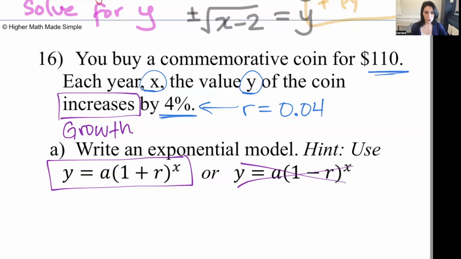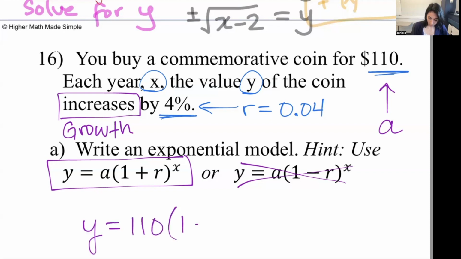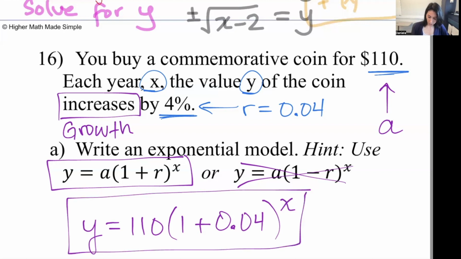So all you have to do is just write a model. A is going to be the initial amount, which is 110, right? So I'm going to write 110 times 1 plus R, which is the rate, but be careful moving the decimal place to the left twice. And then X stands for time. So we're just going to leave that as a very general equation.